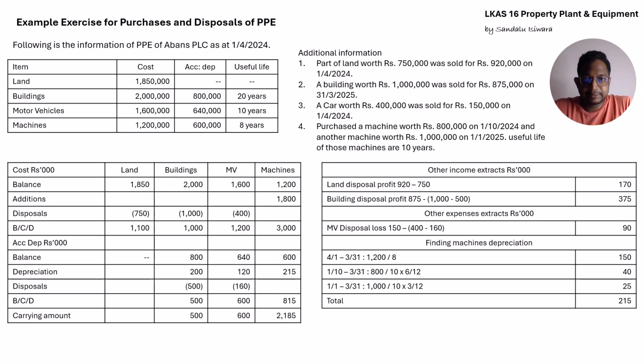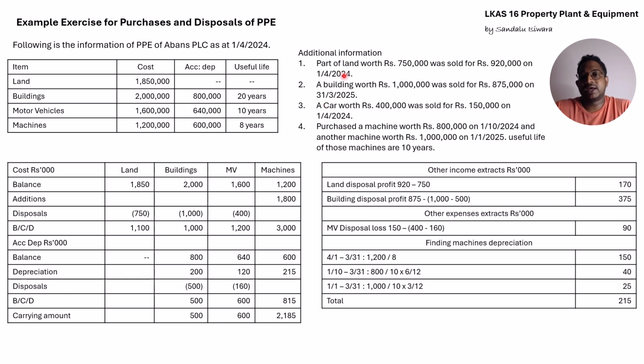The last case I'm discussing from this video, purchases and disposals of PPE. So we will discuss this through an example. And these are the information given for Abbas PLC as in opening date, 1st of April 2024. We have land, buildings, motor vehicles, and machines. And these are the cost and these are the accumulated depreciation given as in opening date.